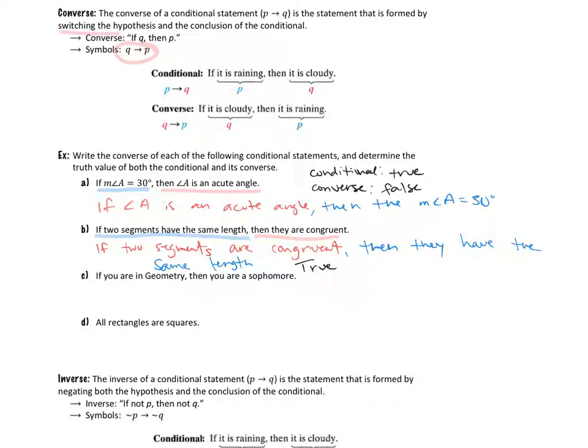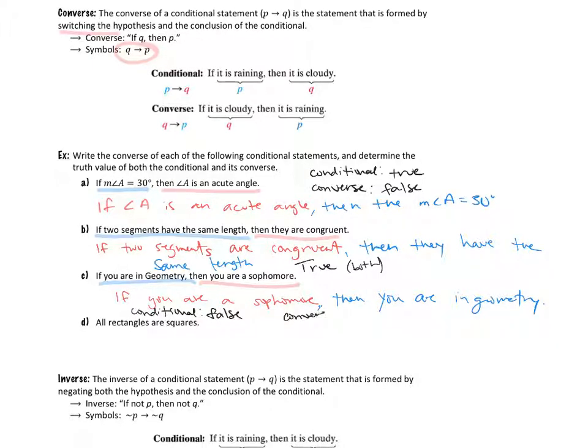Next one, if you are in geometry, then you are a sophomore. So when we write the converse, if you are a sophomore, then you are in geometry. So, the conditional statement, if you are in geometry, then you are a sophomore. Well, we can provide a counterexample of a freshman being in geometry, so that is false. And the converse, if you are a sophomore, then you are in geometry. Well, there could be a sophomore in algebra 2, so that one is also false.